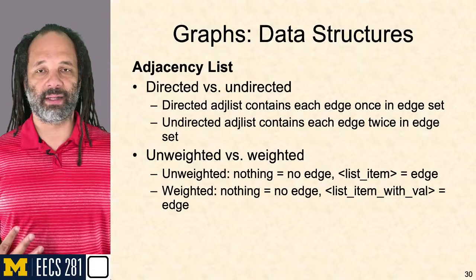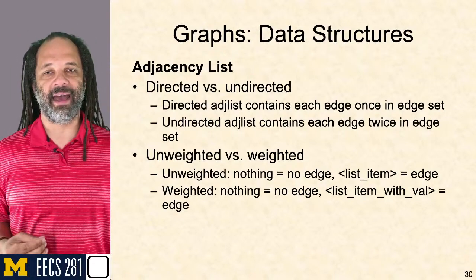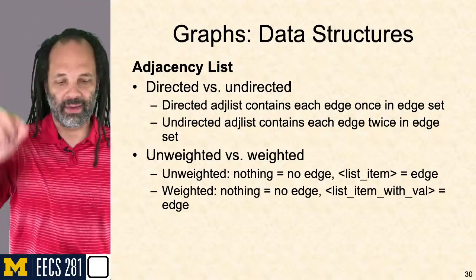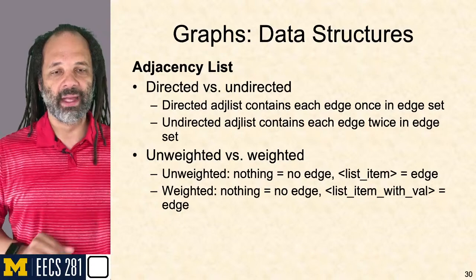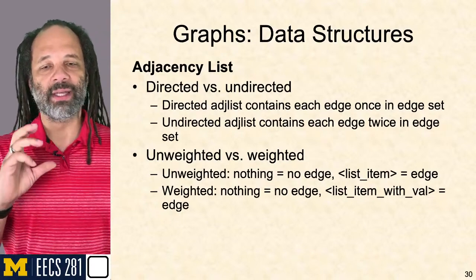In my undirected graph, I can say that the adjacency list has to have both of those things in there because I need to get from point A to point B, and then I need to get from point B to point A. So each edge shows up twice in an adjacency list when it's undirected.